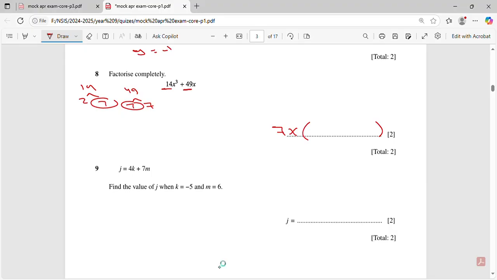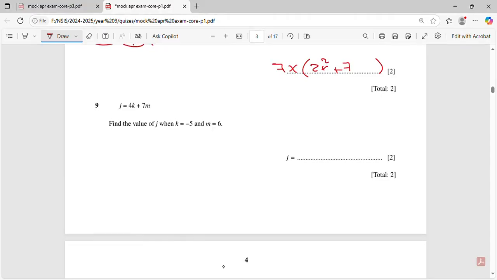Anything else, I will put it inside. For example, 14: I take 7, remain 2. For x to the power 3, I take x, it will remain x to the power 2. And here it will be 7, and no x remains because I have only one x and I took it already.